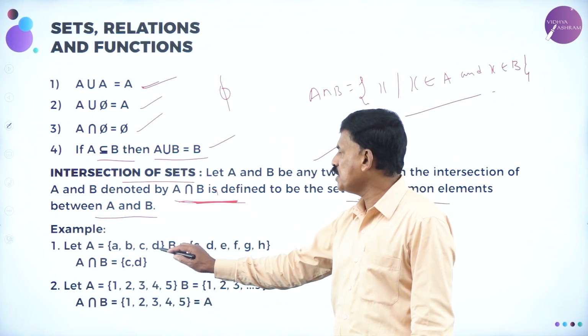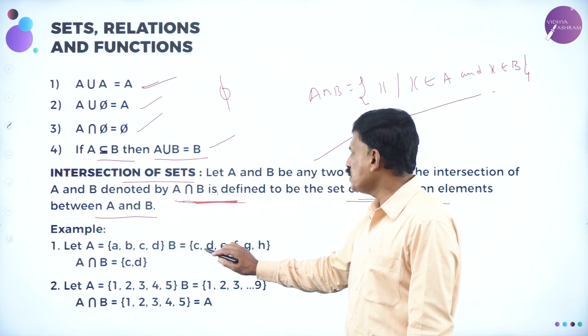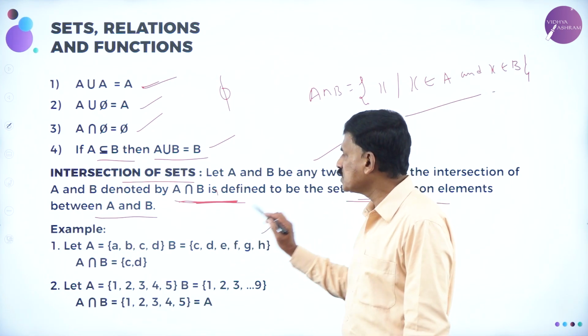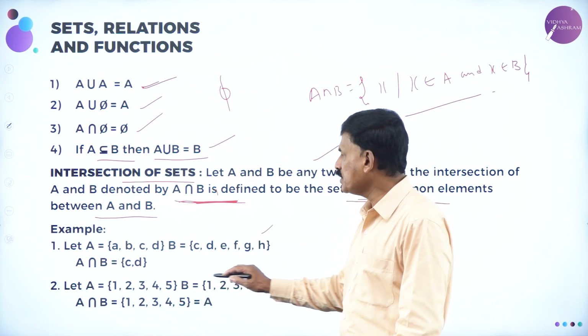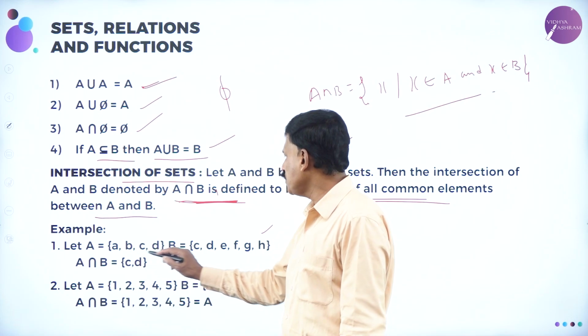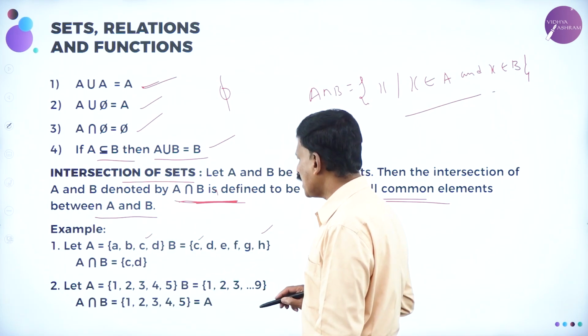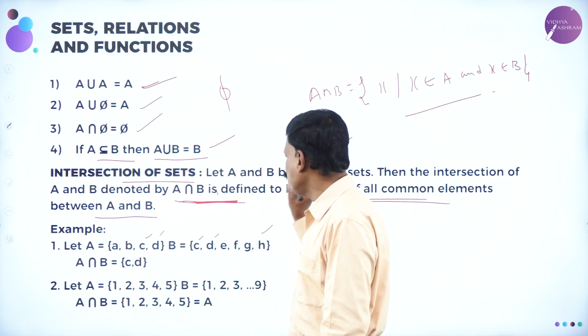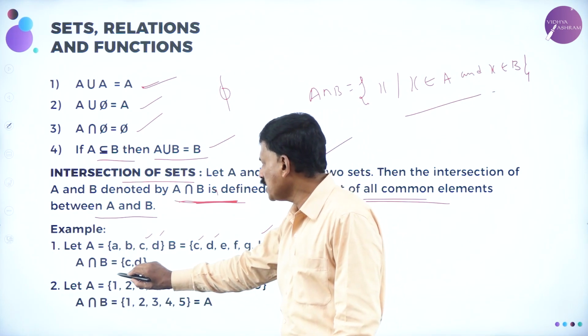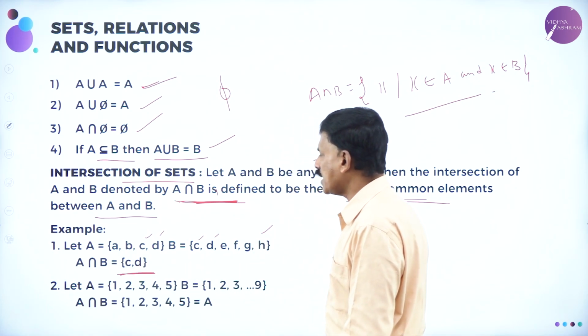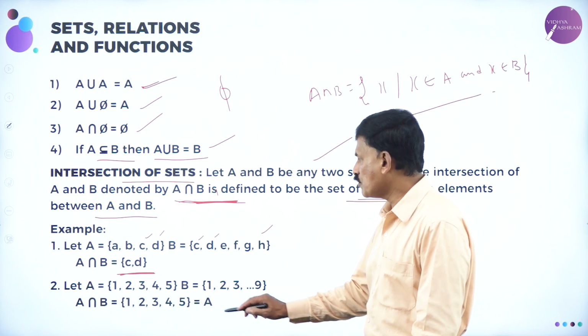Let A is equal to {a, b, c, d} and B is equal to {c, d, e, f, g, h}. Then the common elements: we don't have a, b in B, but c is common in B and A, and d is also common in B and A. So therefore A intersection B is equal to {c, d}. Similarly, let us take one more example.